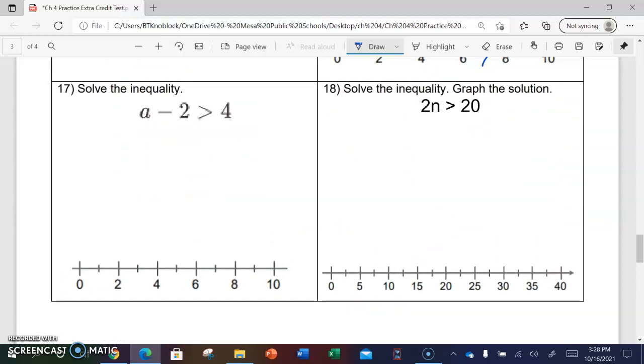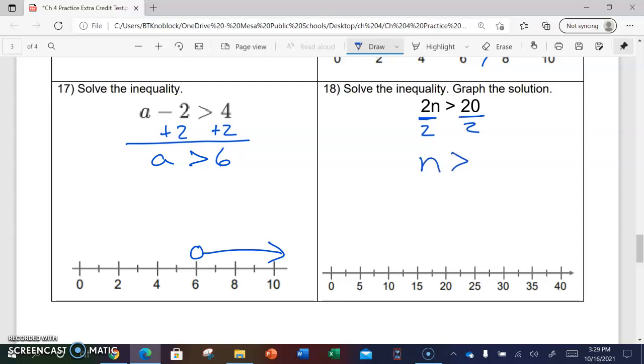Okay, number 17, a minus 2, so we go plus 2, plus 2. A is greater than 4 plus 2, which is 6. Circle's empty at 6, and it goes to the right. Number 18, divide both sides by 2. We get n greater than 20 divided by 2, which is 10. So we find the 10. The circle is going to be empty, and greater than goes to the right.